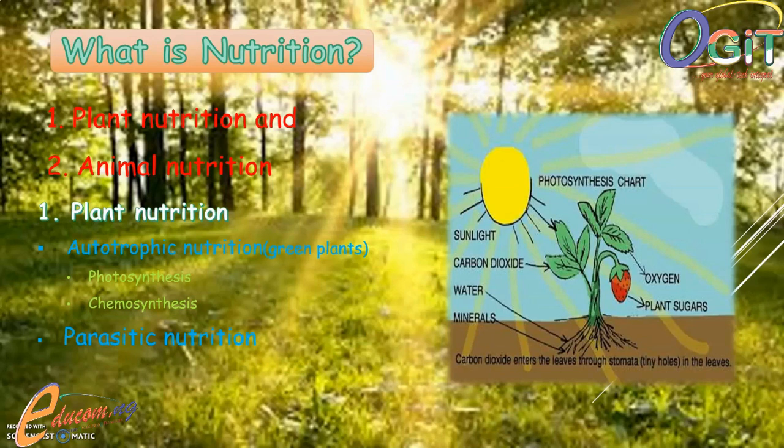For parasitic nutrition, parasitic nutrition is a condition in which a plant will grow on another plant to be able to derive water and nutrients from it for its own use, which will actually be harming the other plant, which is the host. An example of this are mistletoe and dodder.